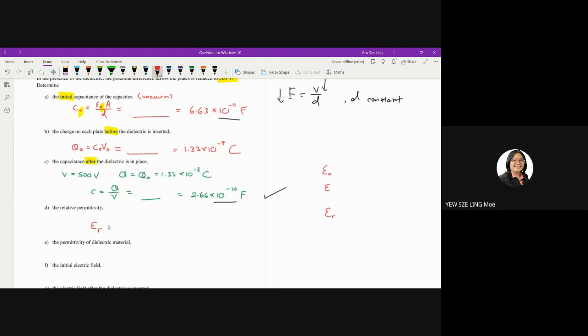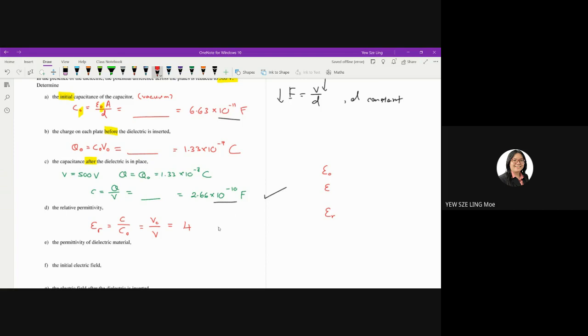So for epsilon R, you have 4 equations. You cannot use the one with epsilon because you don't have the permittivity of the dielectric material. And then, well, you do have V. It's up to you whether you want to use V or C. What we do know is epsilon R is equal to C over C naught or V naught over V. We have these 4 pieces of information, so it's up to you which one you want to use. The final answer is just 4.